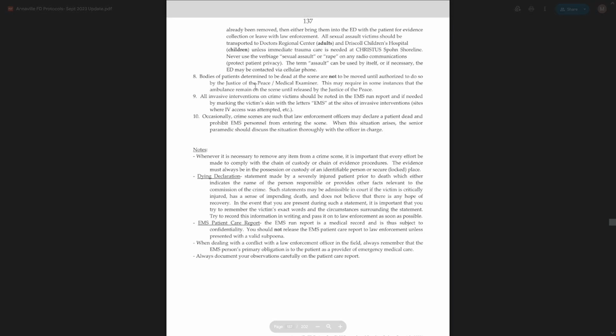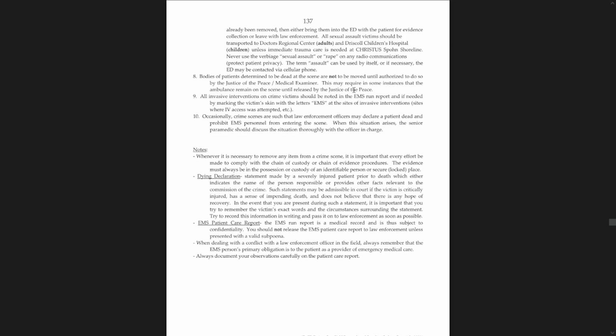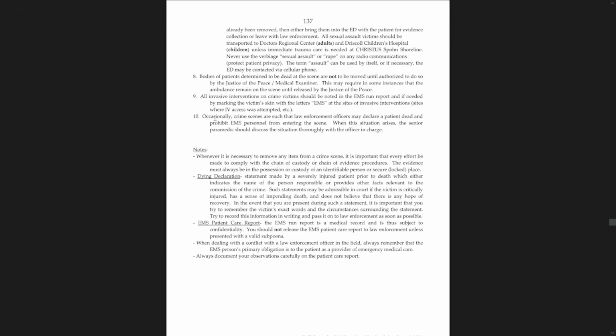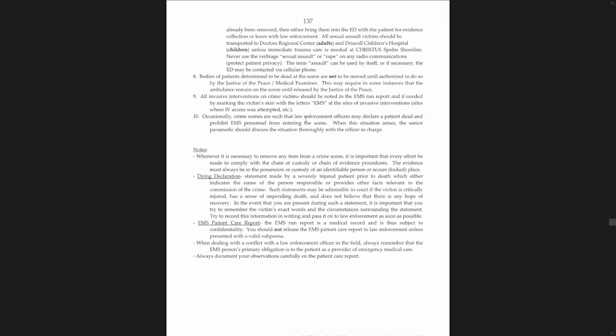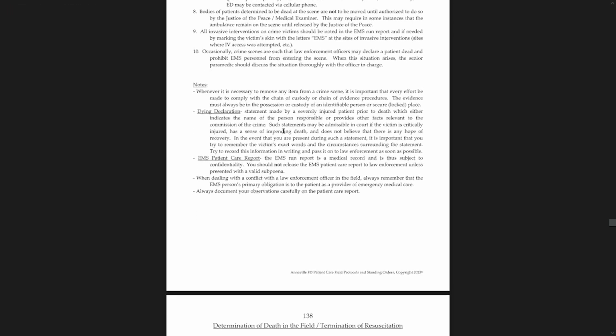All invasive interventions on a crime victim should be noted in the emergency run report, and if needed, by marking the victim's skin with the letters EMS at the sites of invasive interventions, where you might have tried to establish an IV. Occasionally, crime scenes are such that law enforcement may declare a patient dead and prohibit EMS personnel from entering the scene. When the situation arises, the senior paramedic should discuss the situation thoroughly with the officers in charge.